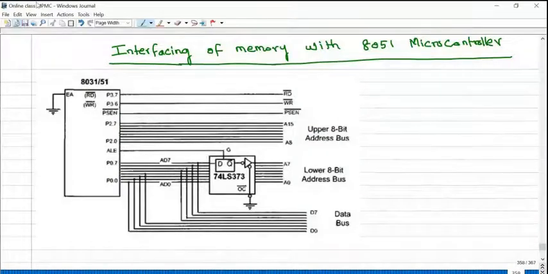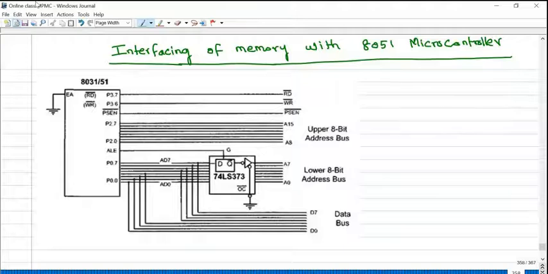So we have completed interfacing of keypad, LCD display, 7-segment display, and stepper motor interfacing. Next topic, serial communication and interrupt. Those topics we have completed already. So ADC, DAC interfacing and interfacing of memory with the microcontroller, only these two topics are pending.